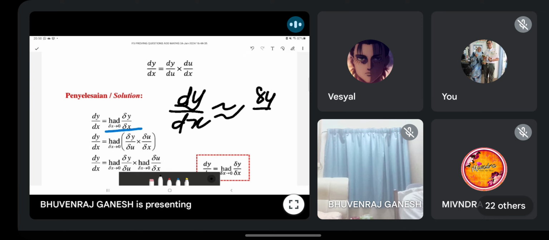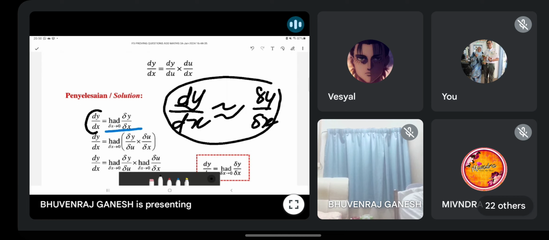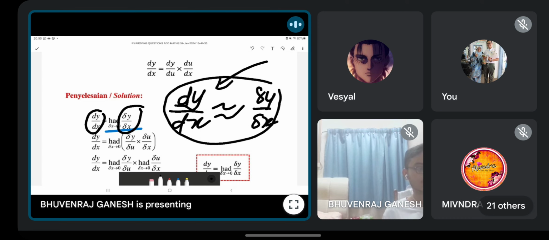Remember this formula, guys? Approximation. This one lah. They apply this concept. That's why dy dx here, they change it to delta y delta x because of this rumus. This formula you all learn, right? Under pembezaan. So this is how they use it lah. Okay. Thank you, Buan.